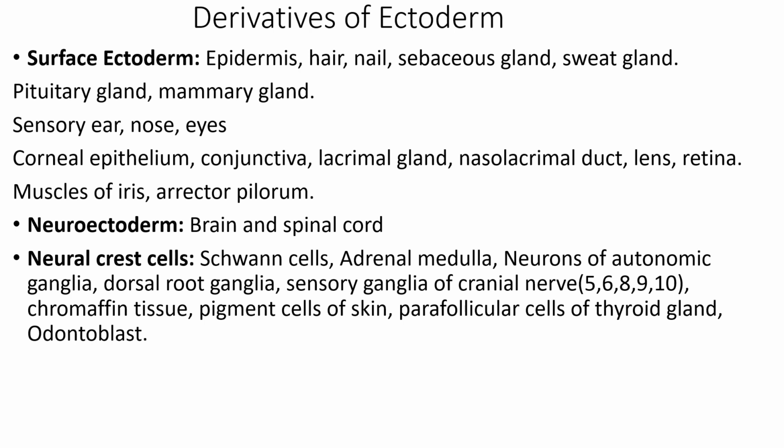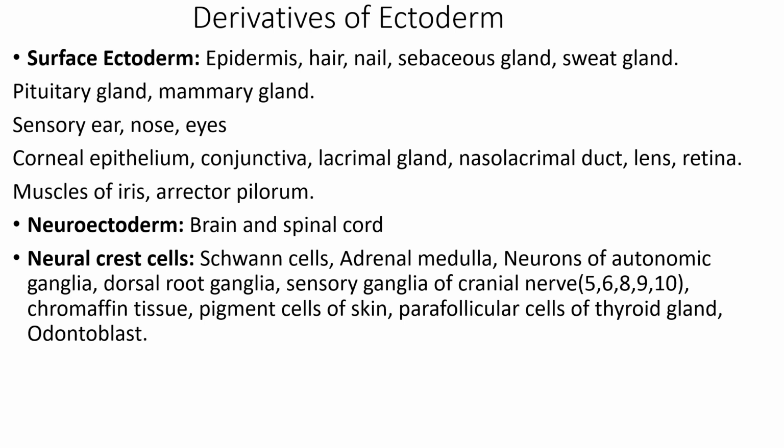The first derivative is the Schwann cell. These Schwann cells are peripheral neuroglial cells which myelinate the peripheral nerves. Then the adrenal medulla. We know that the adrenal gland has an outer cortex and inner medulla, and the medulla has chromaffin cells which secrete epinephrine and norepinephrine. So this adrenal medulla is also derived from neural crest cells.